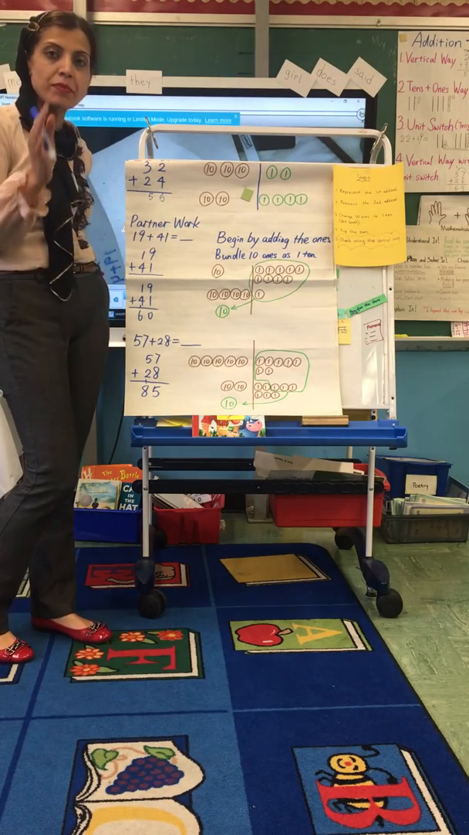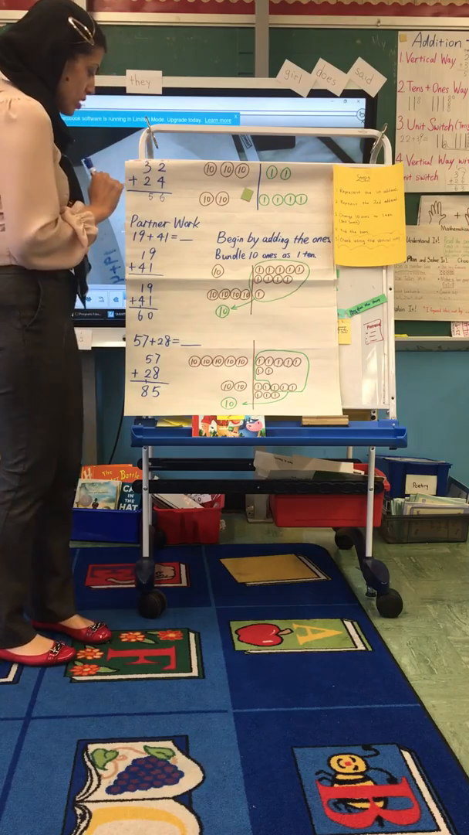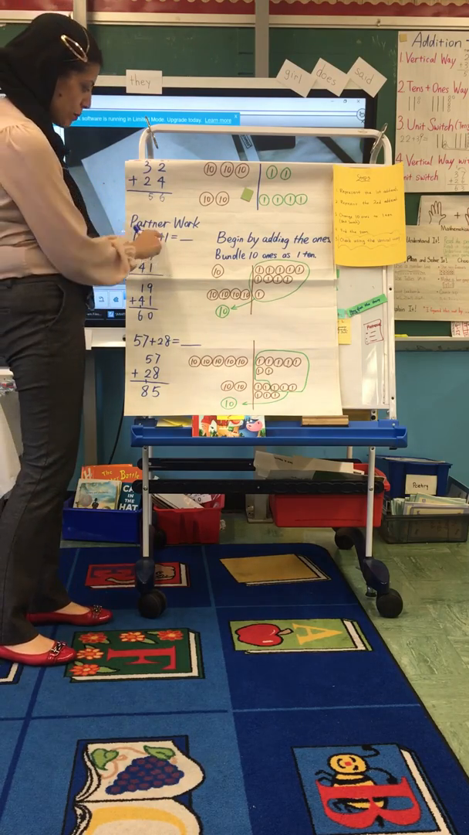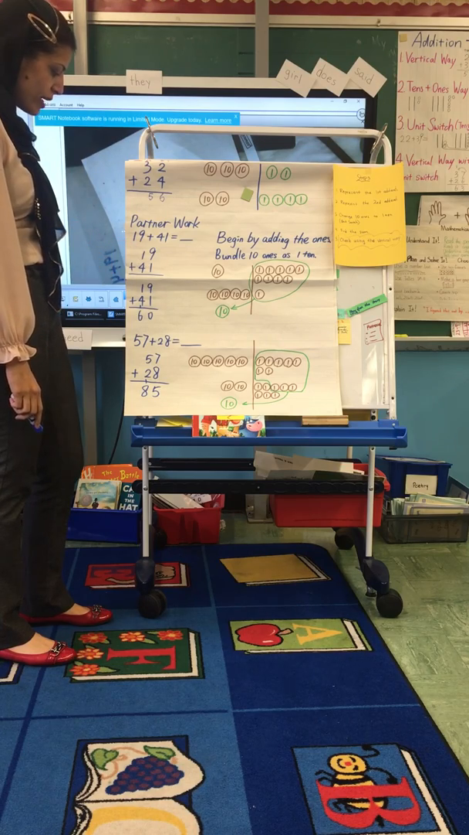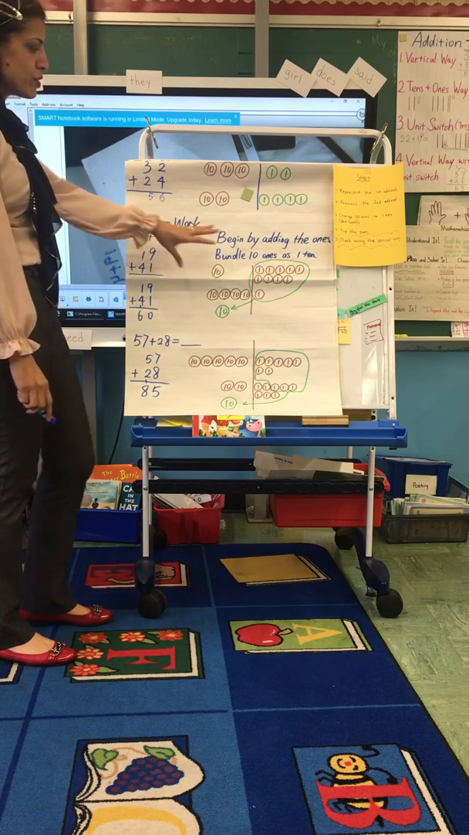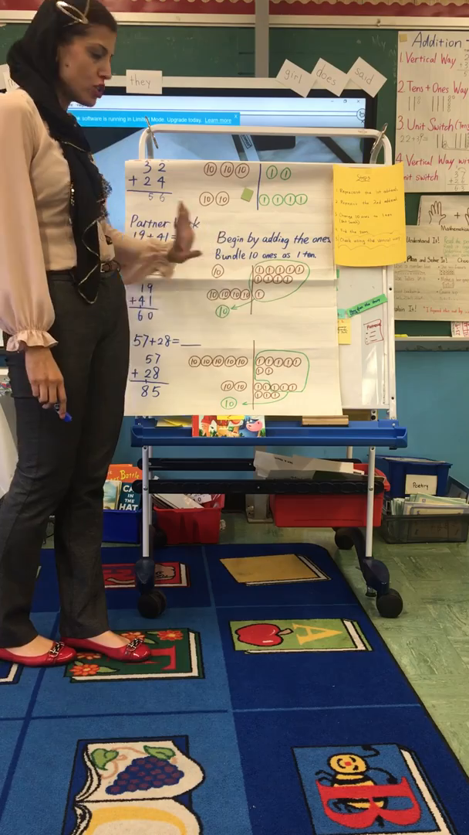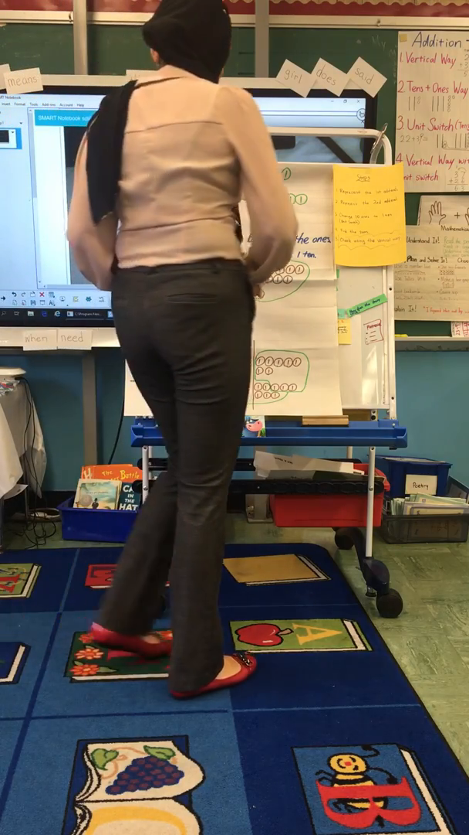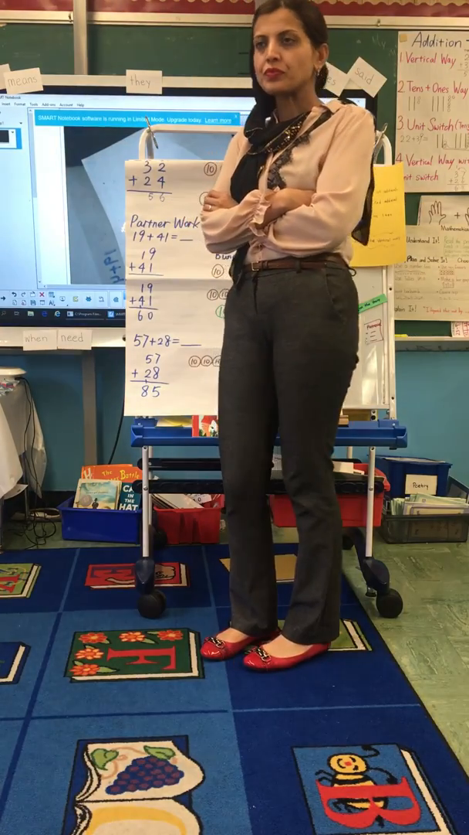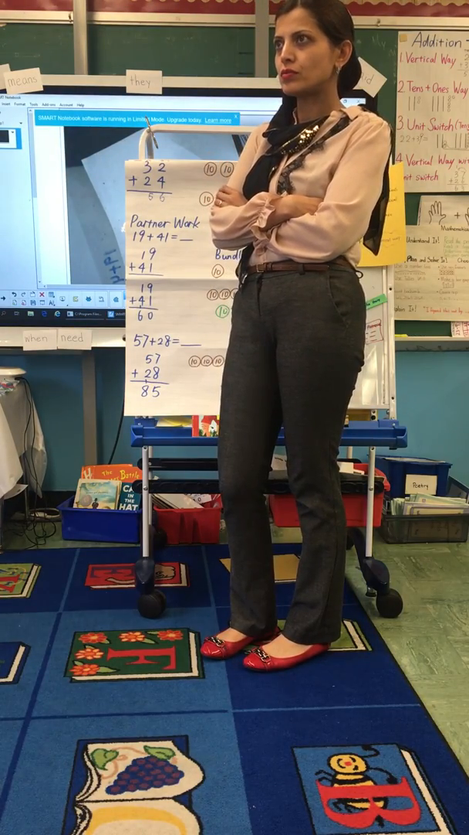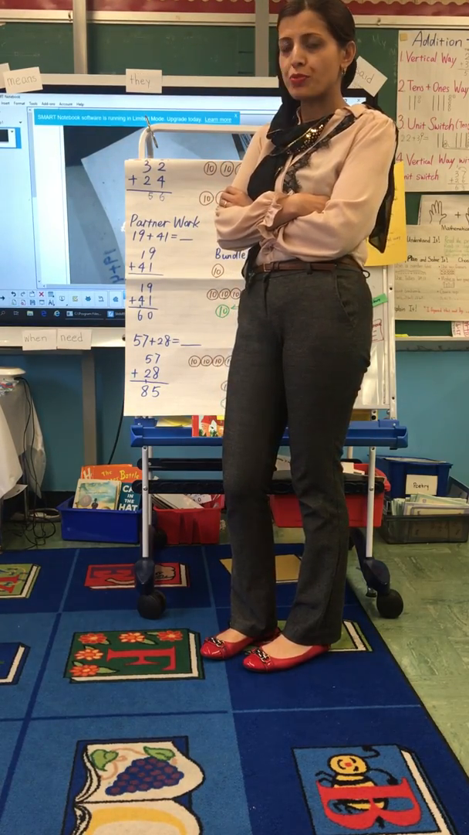Now you use this strategy at home. Partner work with somebody at home. Please solve this problem. 19 plus 41. 19 plus 41. So represent the vertical way. And then use the mathematical representation to solve it as well. I will give you a couple of minutes to do that, and then we will go over it. You can pause the video.